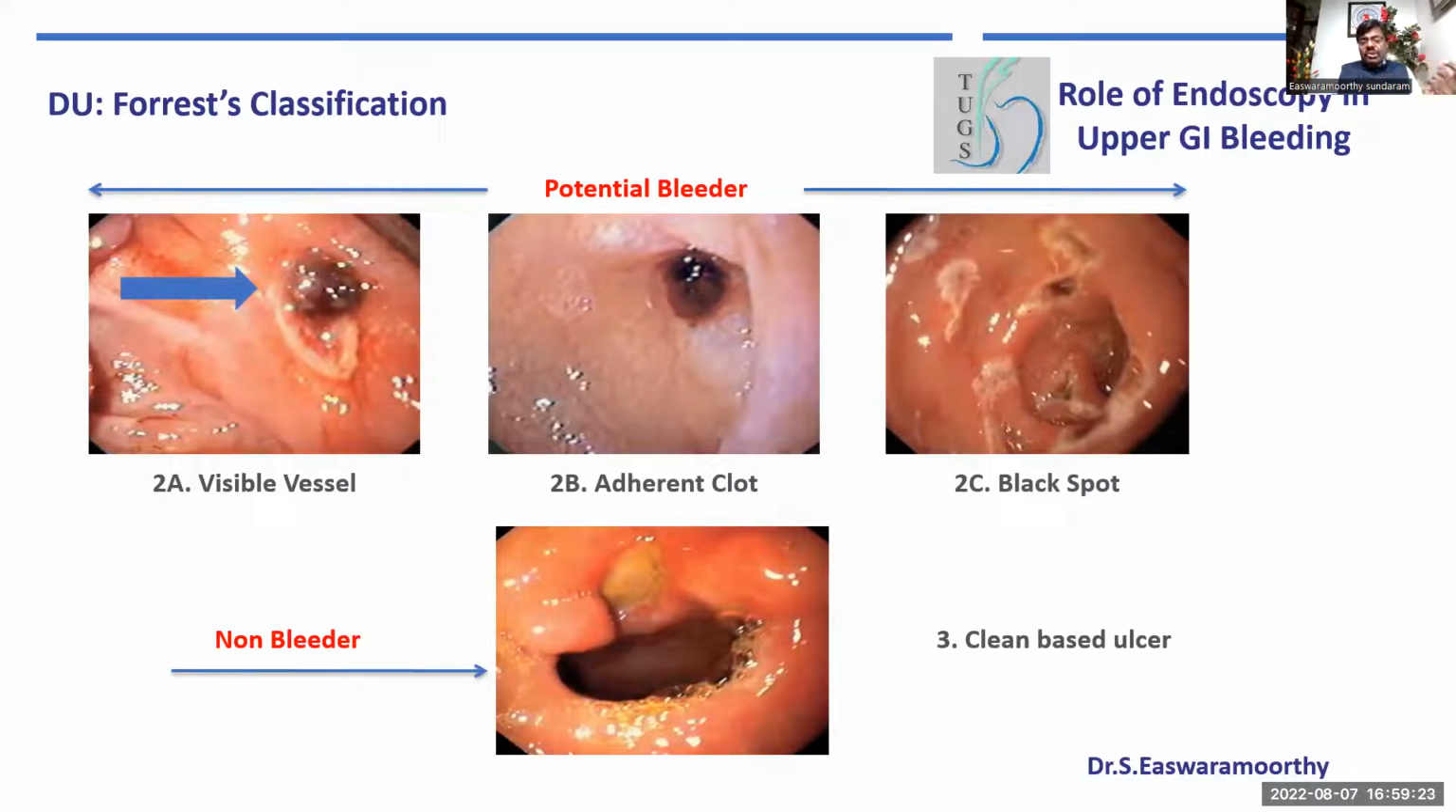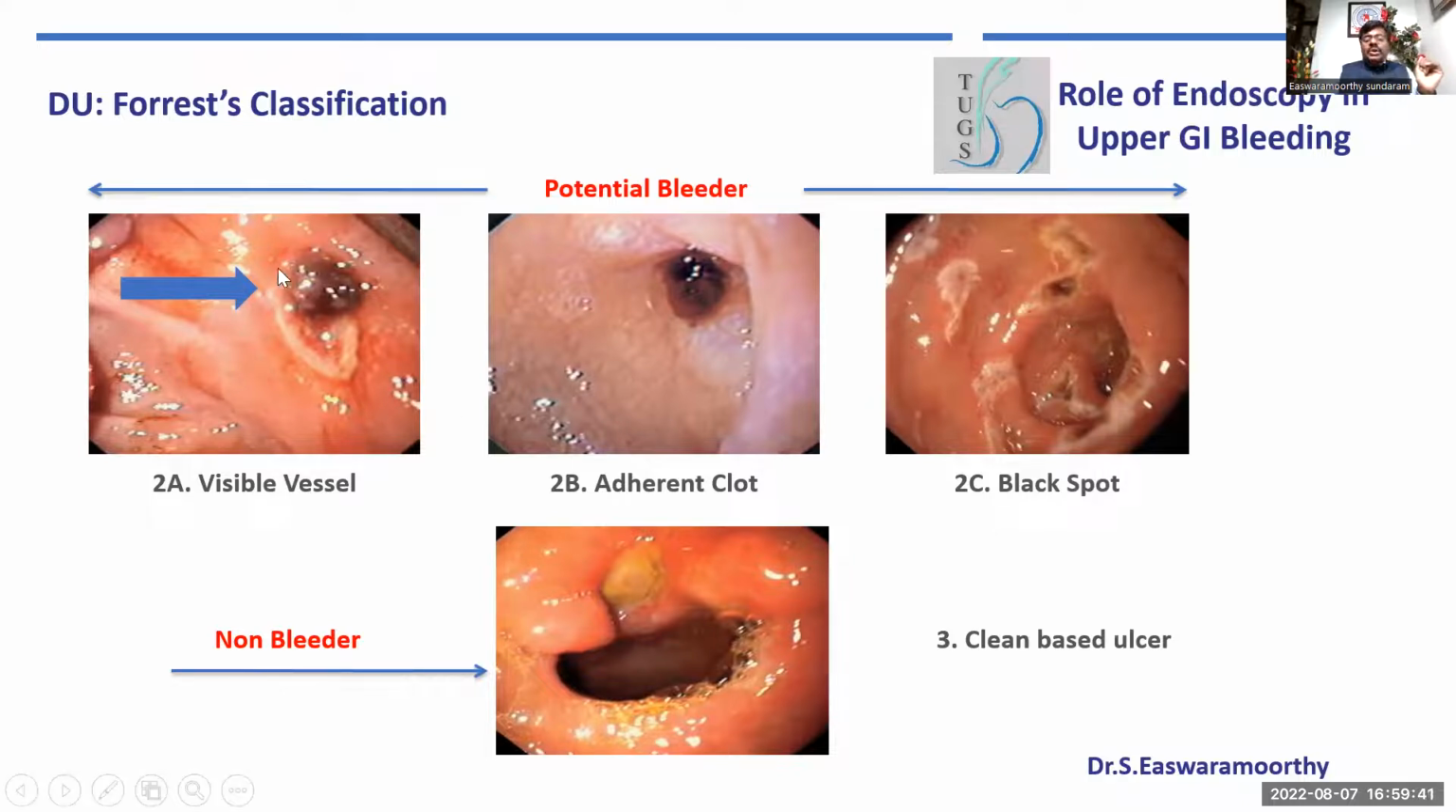That is what we call a potential bleeder. It could be a non-bleeding visible vessel or adherent clot. Even after irrigation, it is not going to go, or some pigmentations. Especially the 2A, or in my mind, even 2B, you need to consider giving endotherapy.